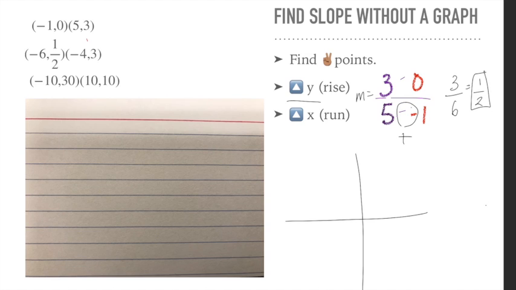If you wanted to check your work here, all you would have to do is graph these 2 points in a coordinate plane. That's our first point. This is our second point. And so go from here to here. 1, 2, 3. 1, 2, 3, 4, 5.